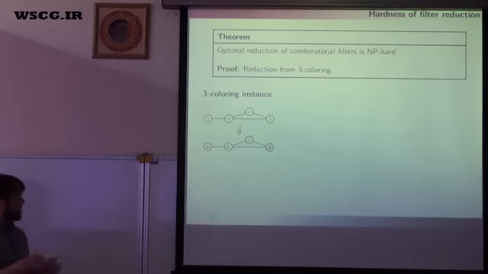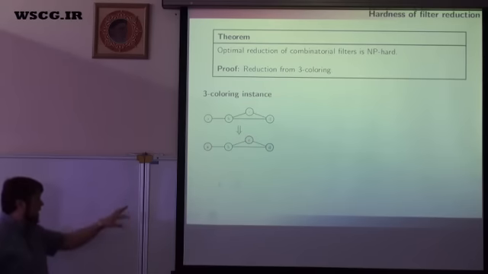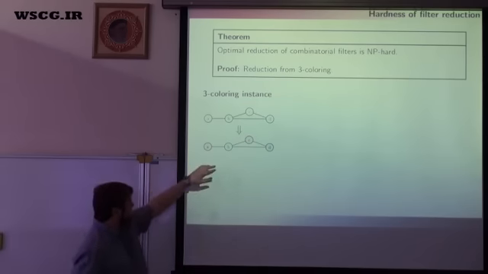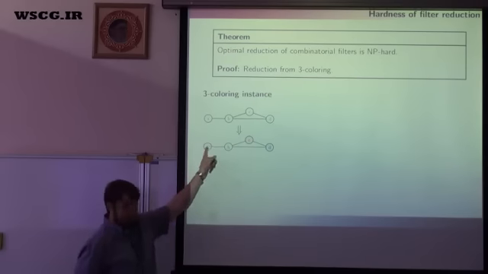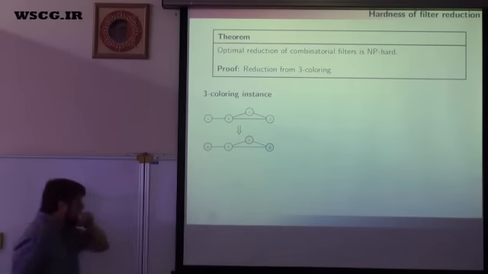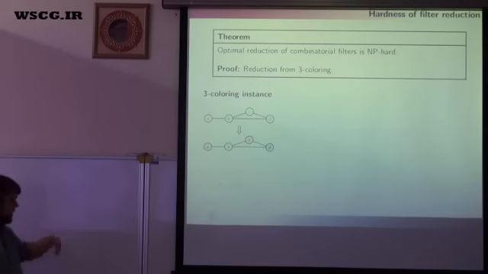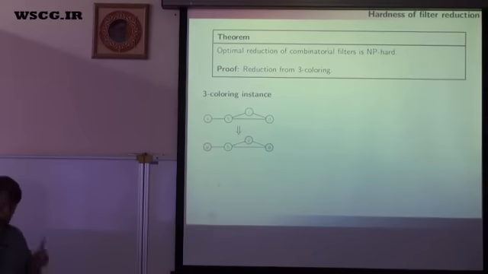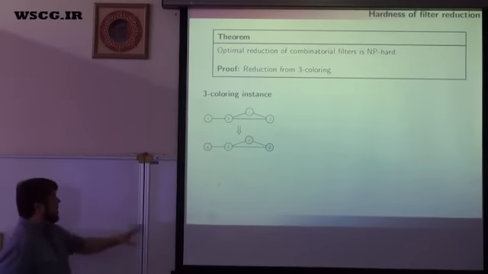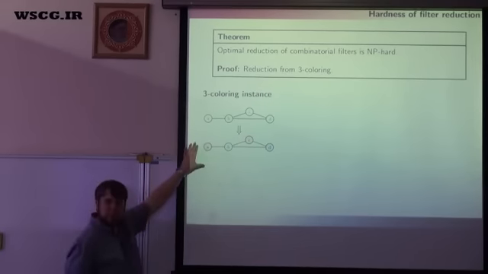So the three coloring problem is given an undirected graph, assign colors to each of the nodes in that graph, such that there are no more than three colors, and no two adjacent nodes share a color, right? This is sort of well known to be an NP-complete problem. Well, let me be careful. Deciding whether you can assign three colors to a graph is known to be NP-complete. Okay, so given an instance of that problem, and I'll show you an example here.